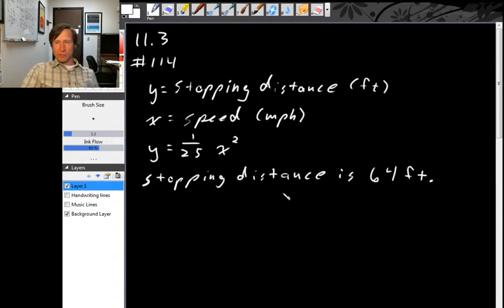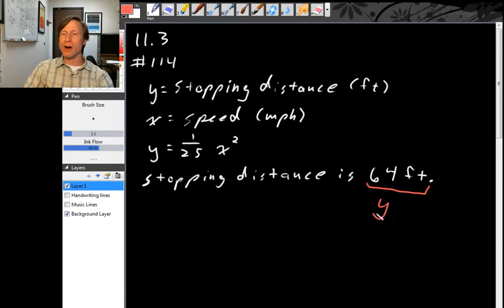And at least when I pulled up the problem, it said the stopping distance is 64 feet, and we're supposed to find the speed that goes along with this stopping distance. So this value, this 64 feet, because it's a stopping distance and because it's in feet, you can tell it's a value for y, not for x. So when we go to use the relationship between x and y, that is the equation, we'll put our value 64 in for y and not for x.